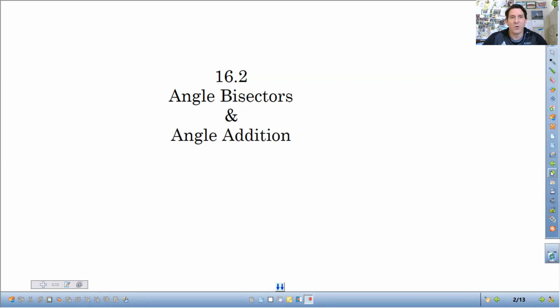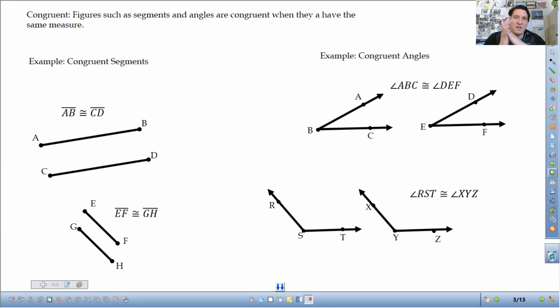All right. Before we get into angle bisectors, we need to talk about a little vocabulary. This word, congruent. When geometric figures are the same size and shape or measure, we say they are congruent. It basically means equal. We just use it in different situations. So when you hear congruent, you think equal. For example, congruent segments are the same length. The symbol that we use for congruent is an equal sign with a little wavy thing on top of it. That means congruent.